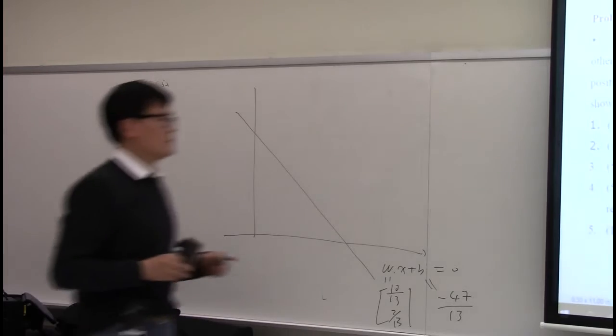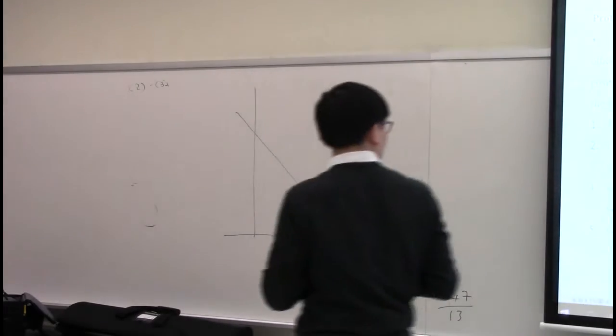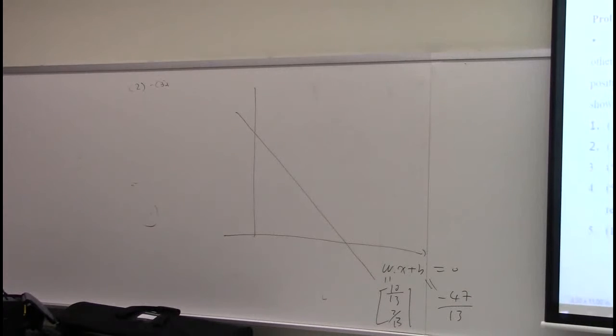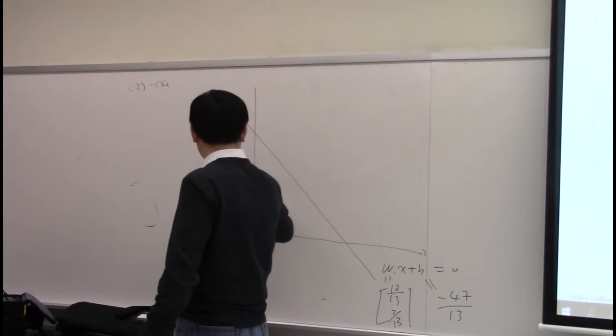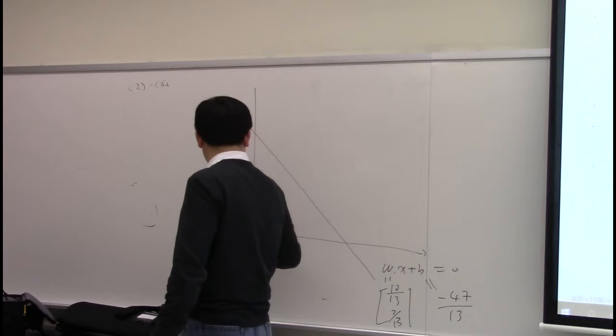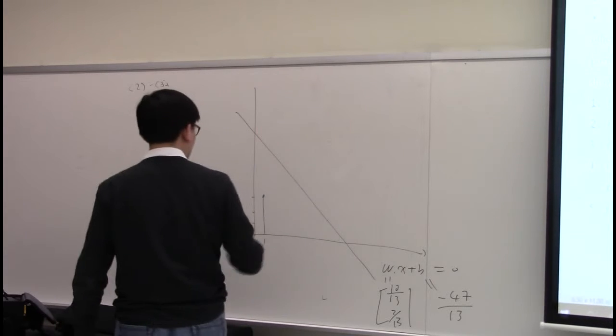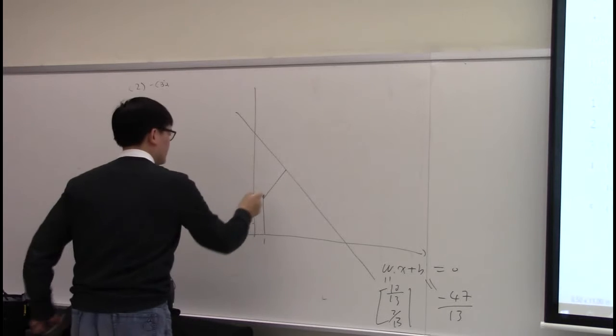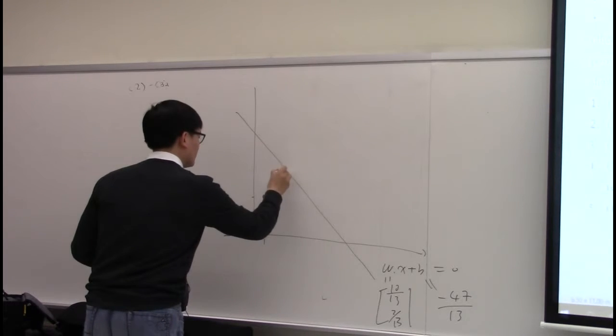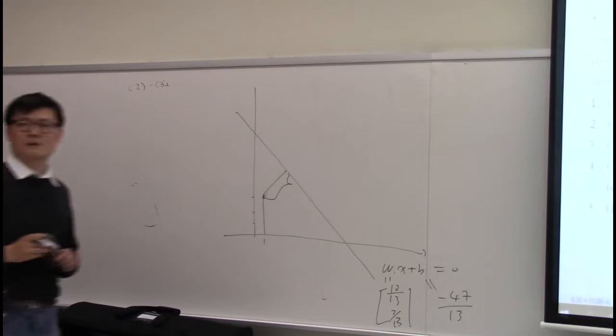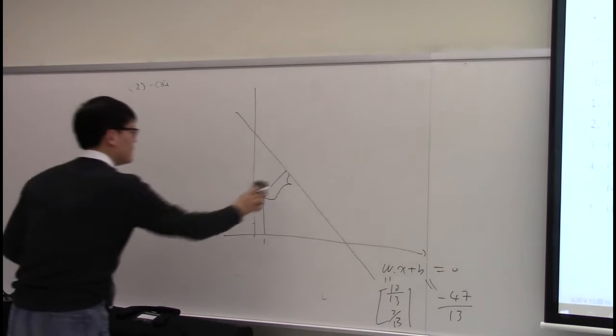How about this one? What distance? 1, 3, right? 1, 3. This is 1, 3 here. This point, right? So maybe just point here. 1, 3. This is 1, 3. The distance. Right here.